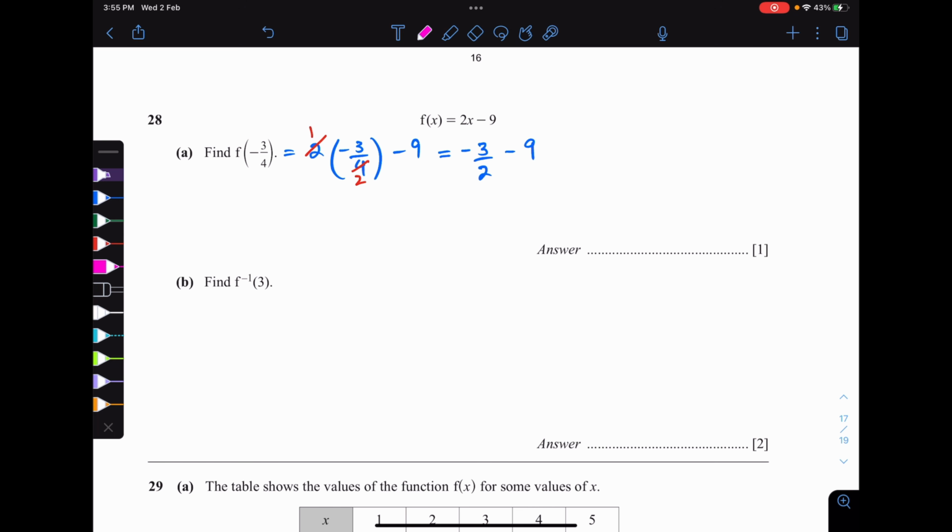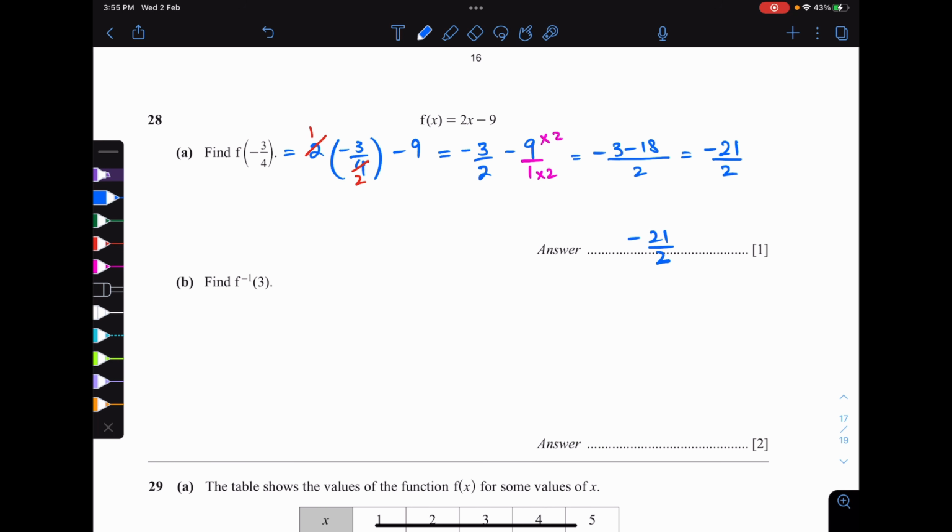minus 9. Again, we are in fractions. Take LCM. It's a pretty common theme in this chapter. So minus 3 minus 18 over 2. So this is negative 21 over 2.